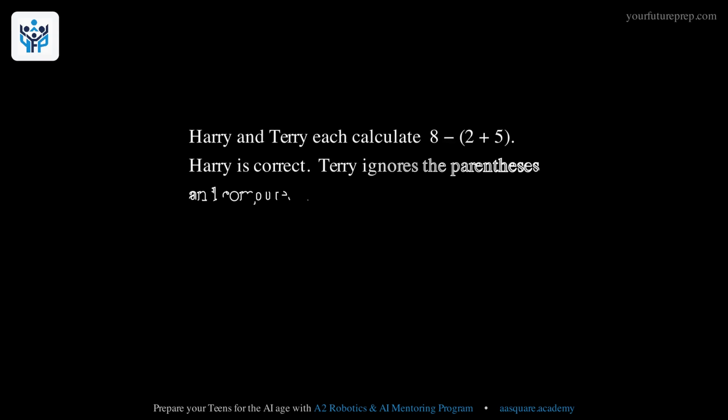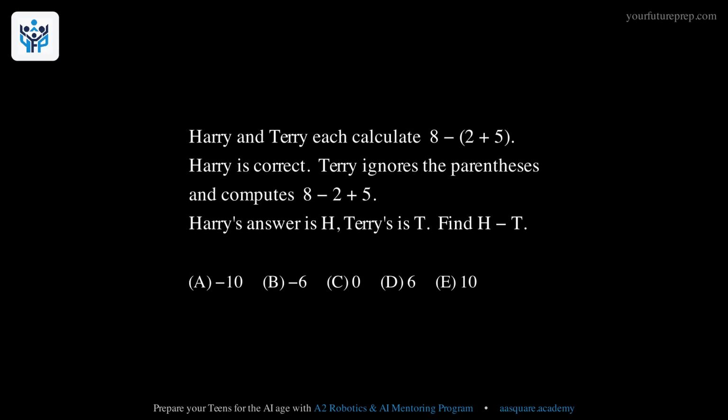Here's problem 1 from the 2014 AMC 8. Harry and Terry are each told to calculate 8 minus (2 plus 5). Harry gets the correct answer. Terry ignores the parentheses and calculates 8 minus 2 plus 5. If Harry's answer is H and Terry's answer is T, what is H minus T?